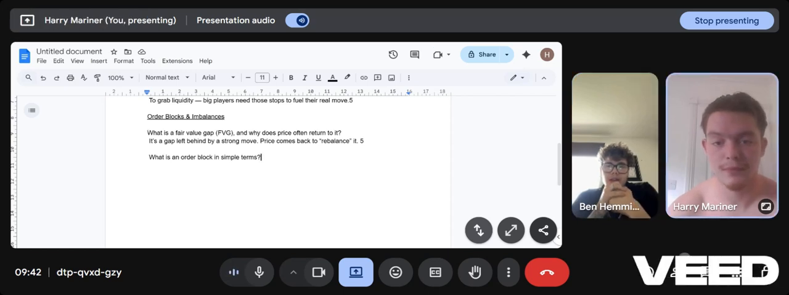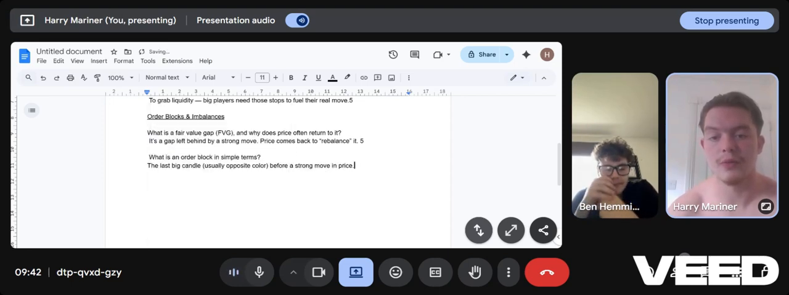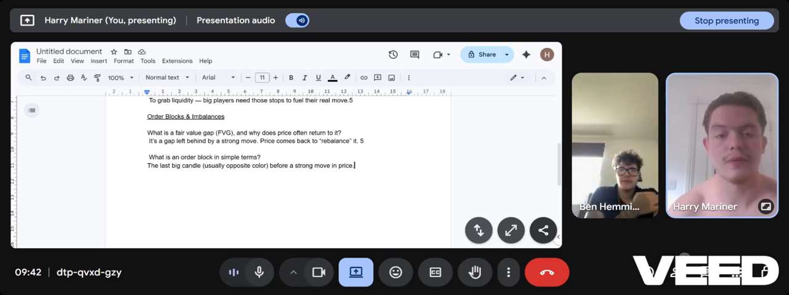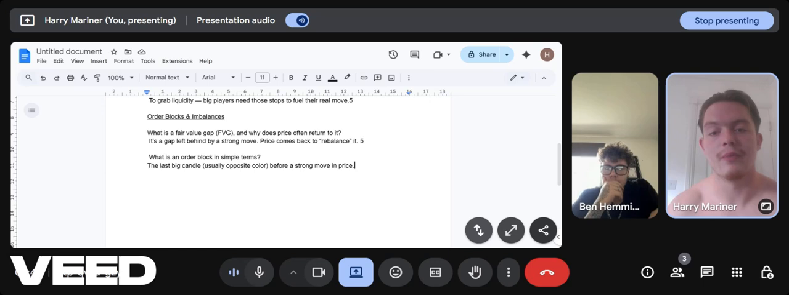You just gave a better, more detailed answer than what's on here. So this says the last big candle, usually opposite color, before a strong move in price. So strong move in price meaning what? Break of structure, liquidity sweep. Yeah, yeah. So we have the last big candle up, and then, no, sorry, the way we mark the order block is after the break of structure, and then we do it from the point of break of structure in line with the liquidity sweep. But yeah, you just said that in your own way. Bang.